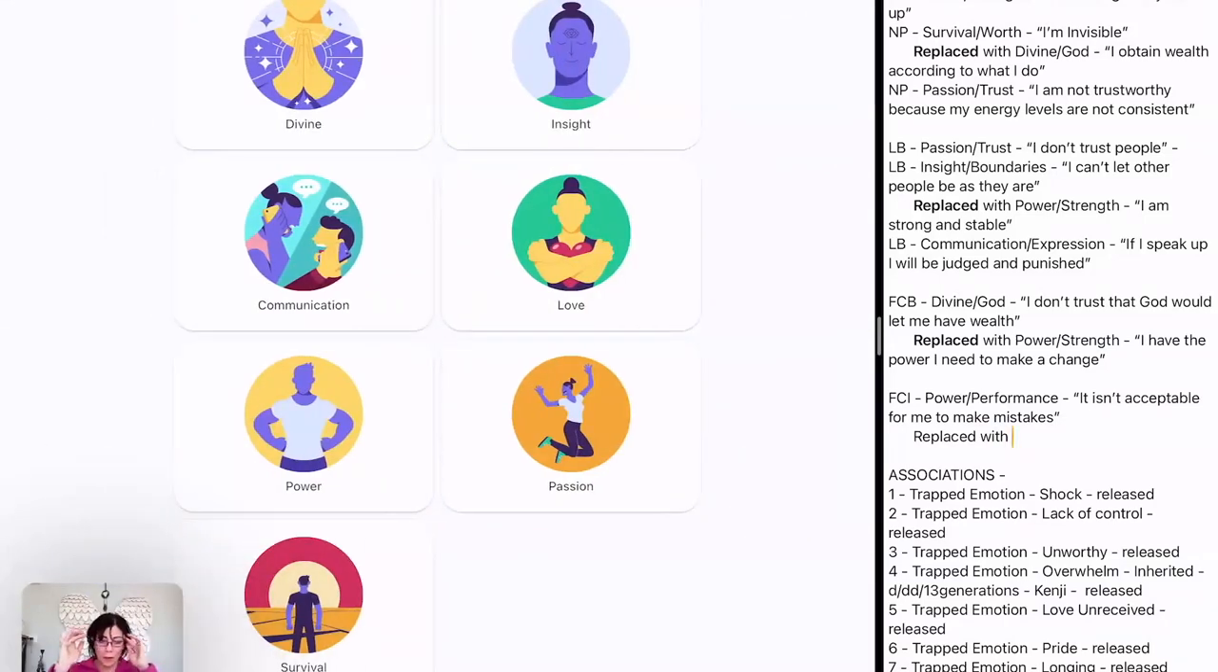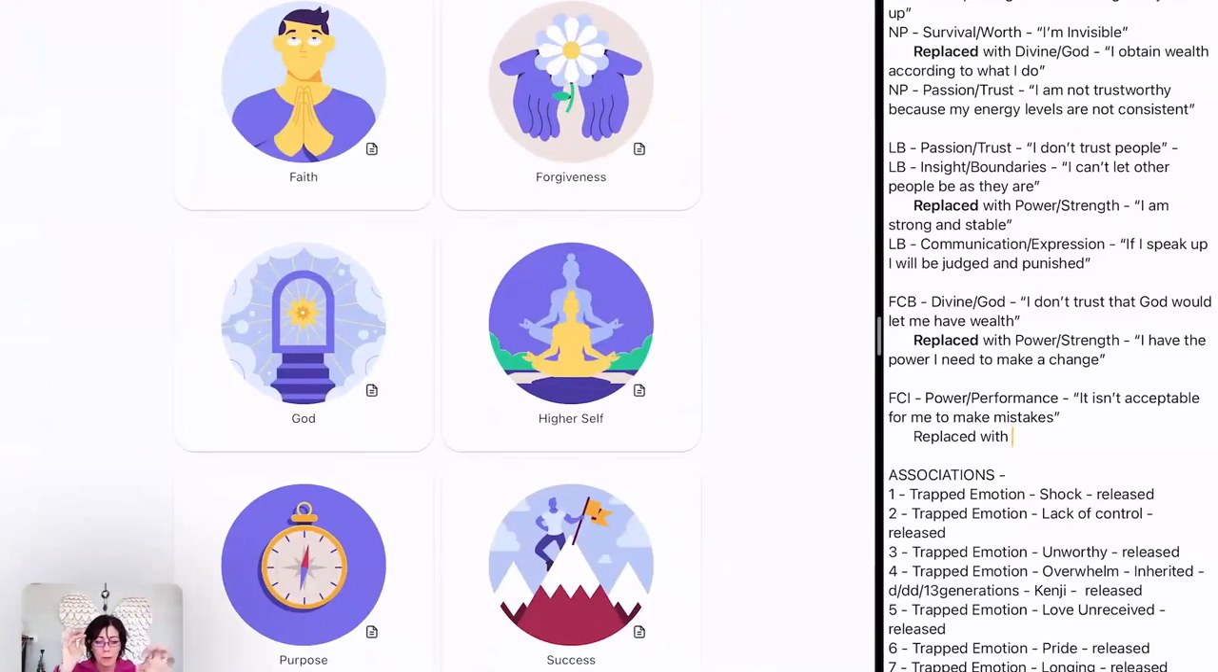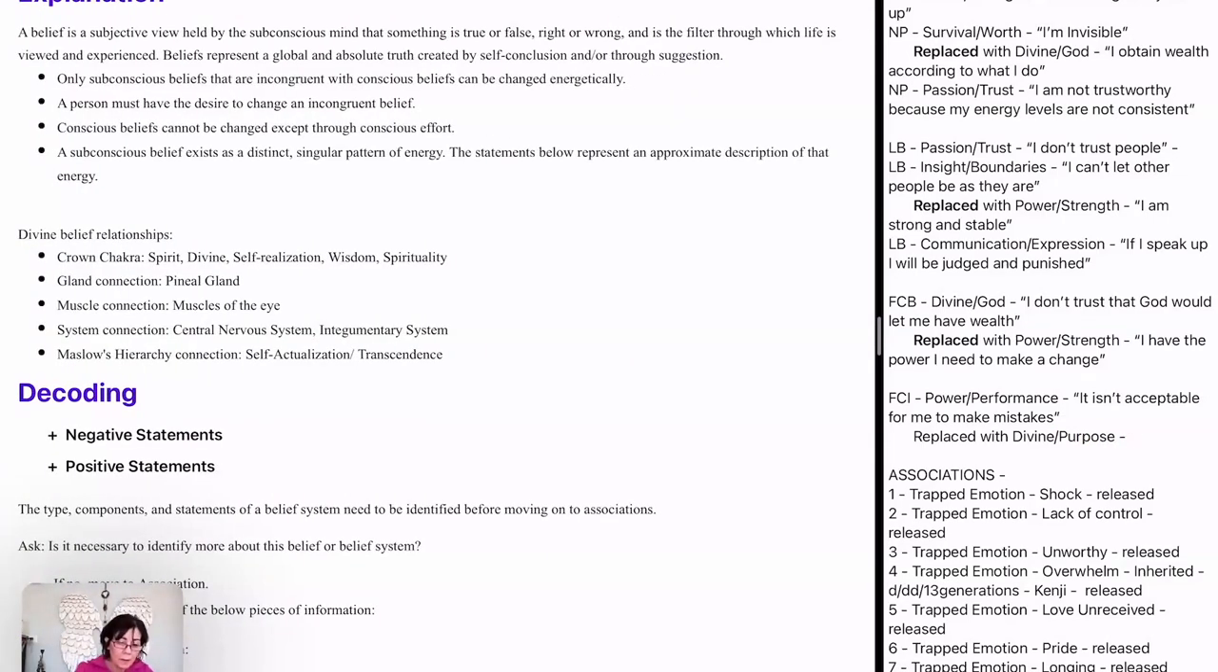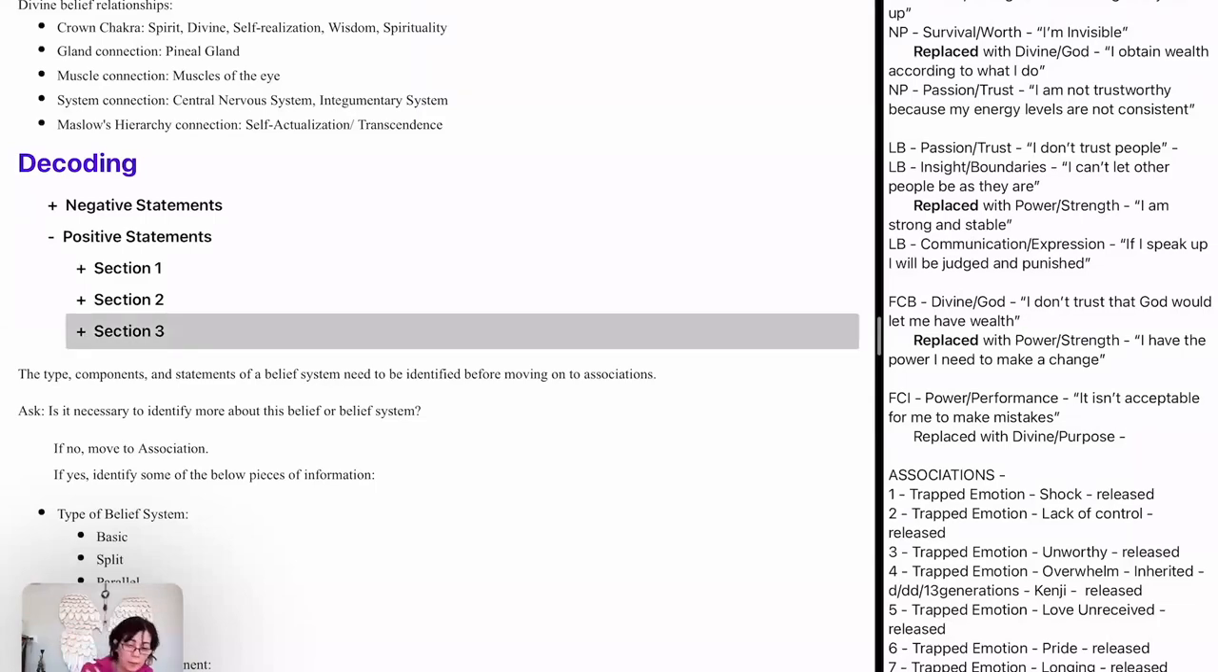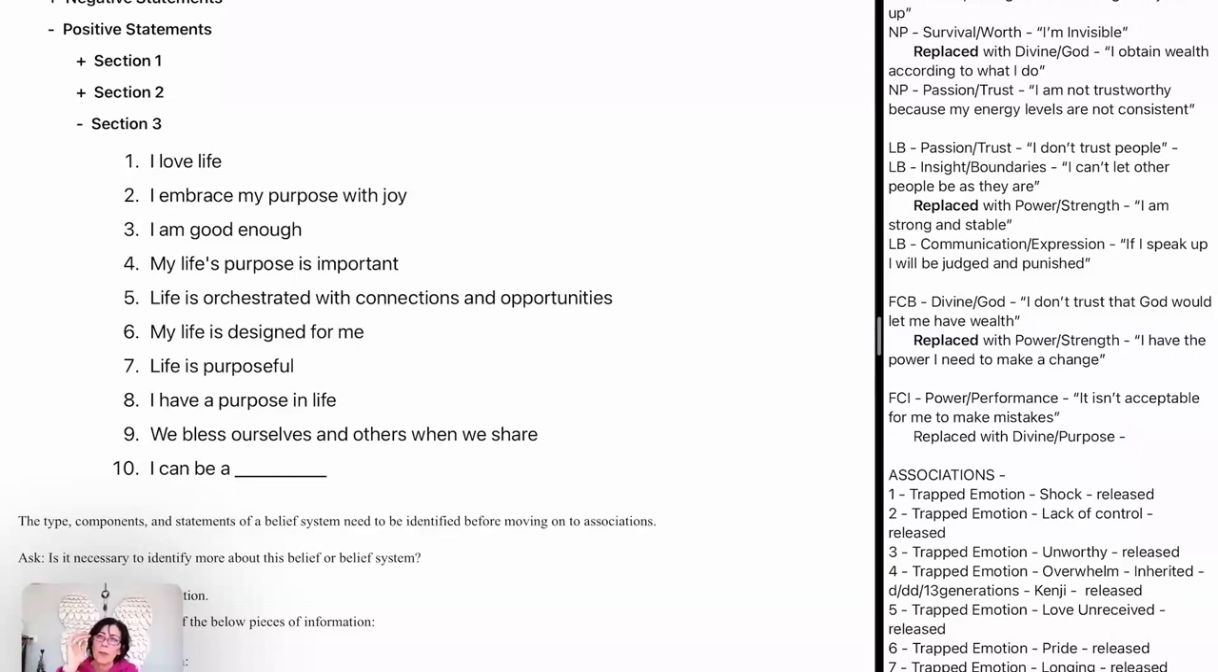Will we find this on the charts here? Okay, so will we find it here to the left? Divine? Yes. So we're divine and on the right? No, it's on the left. Faith, God, purpose, divine and purpose. All right, so positive statements. Will we find this on the chart here first? Okay. So is it in section 1, 2, section 3? Got 10 of those. Is it number 1, 2, 3, 4, 5, 6, 7, 8, 9, 10? I can be in a blank.